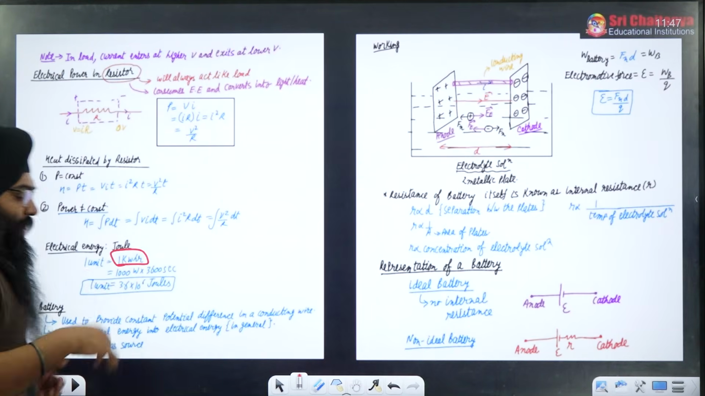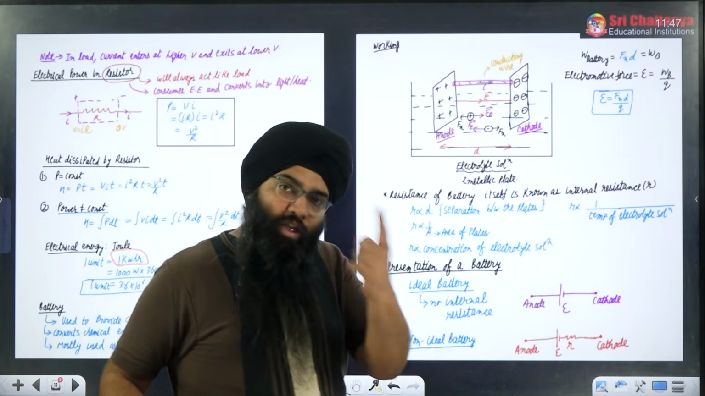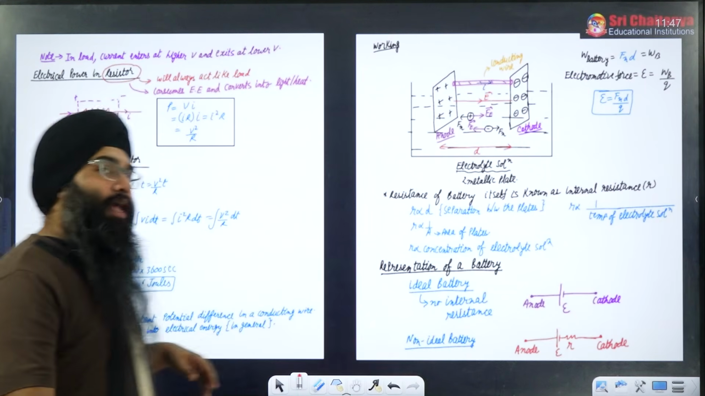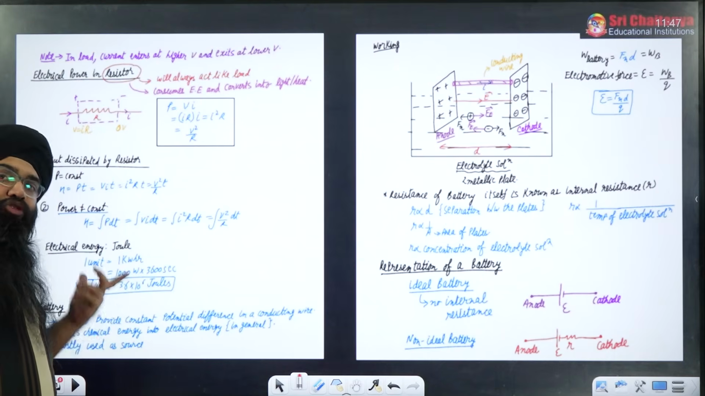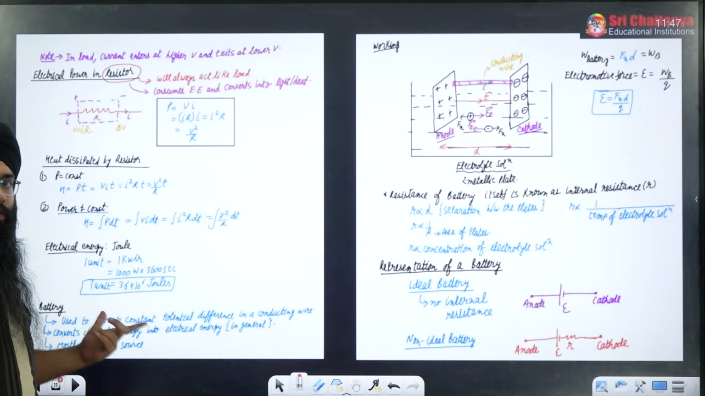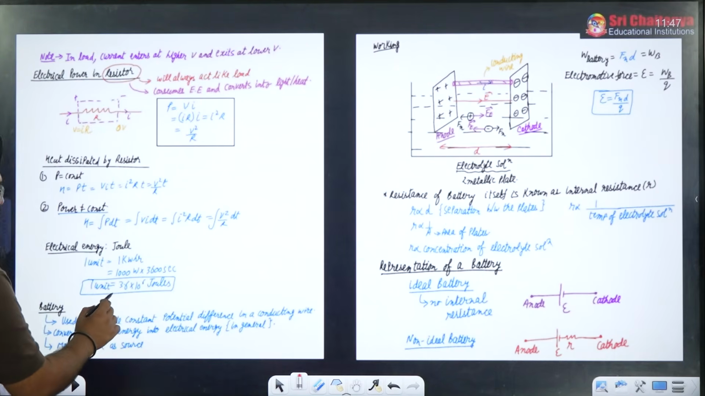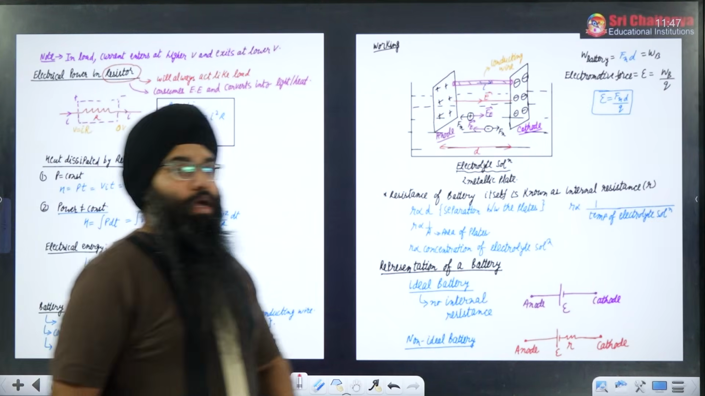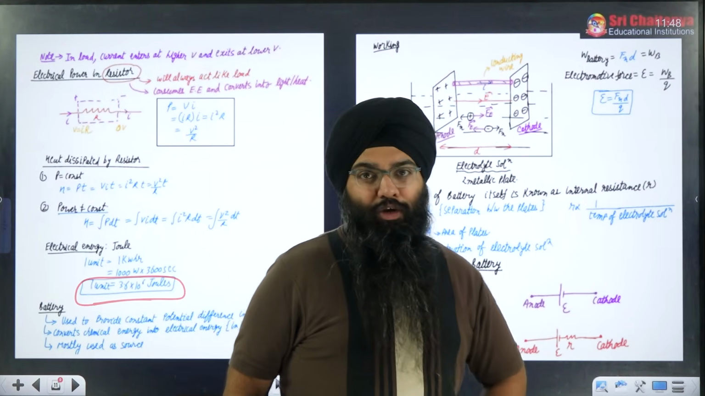That means if you operate your appliance having power 1 kilowatt for 1 hour, then whatever energy it consumes will be 1 unit of electricity, and based on that you will pay the price. So 1 unit comes out to be 3.6 × 10^6 joules. I hope this concept is very much clear to you.